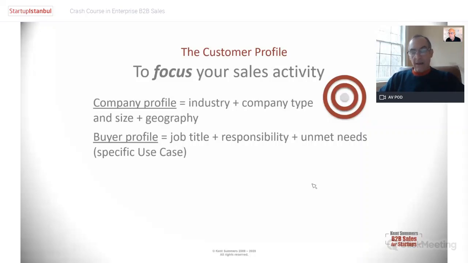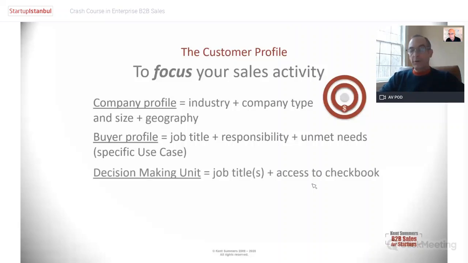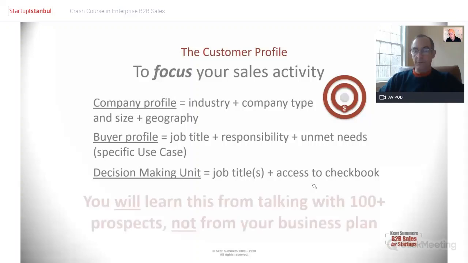And then lastly, after you define your company profile and inside that your buyer profile, you have your decision-making unit. And this is the team, the group within that organization that's responsible for vetting your offering and has access to a checkbook. And as I mentioned before, it probably involves your buyer, but it's other folks in the organization that are involved in that evaluation process. I'm going to talk a little bit more about this in just a little while, because this is a very important aspect of sales. This is a game changer if you don't know how to identify your decision-making unit.